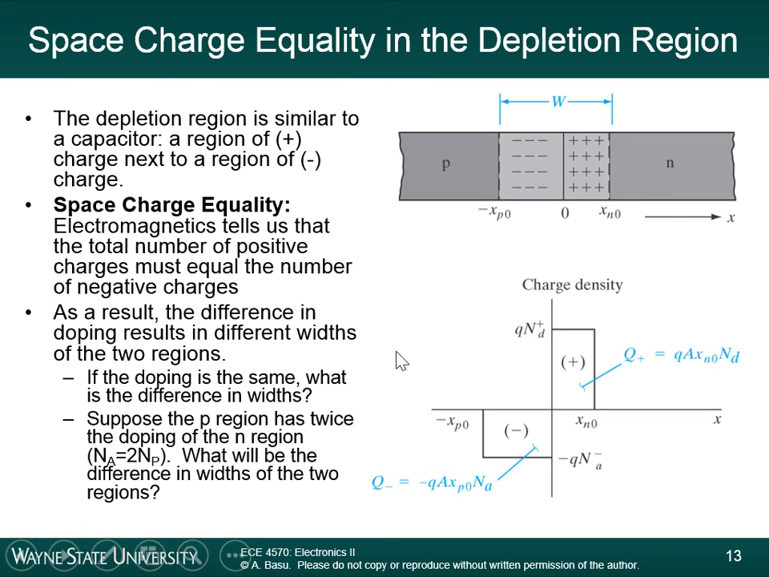So there's a bunch of concepts that we can talk about. Some of these concepts will be related to circuits. Some of them will be related to electromagnetics. But it's important to understand these to understand the physics of the depletion region. So the depletion region, as I mentioned, is similar to a capacitor, a region of positive charge next to a region of negative charge. Now, whenever you have a capacitor, there's this rule of space charge equality. Electromagnetics tells us that the number of positive charges must equal the number of negative charges.